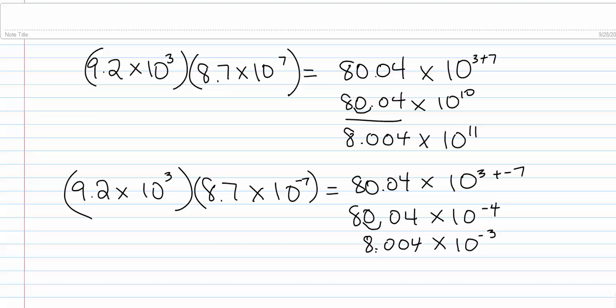And if we were to do a comparison of these, 80.04 times 10 to the negative fourth would equal 8.004 times 10 to the negative third. And you could check that on the graphing calculators in case you were not sure about that.